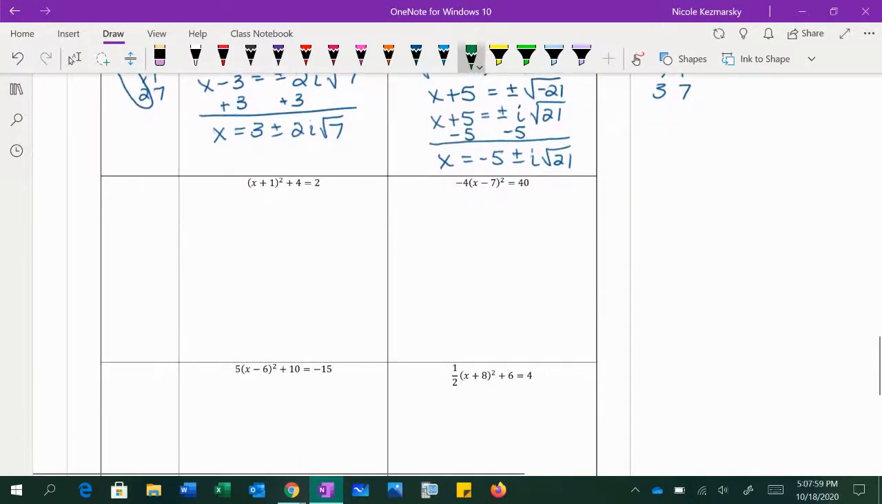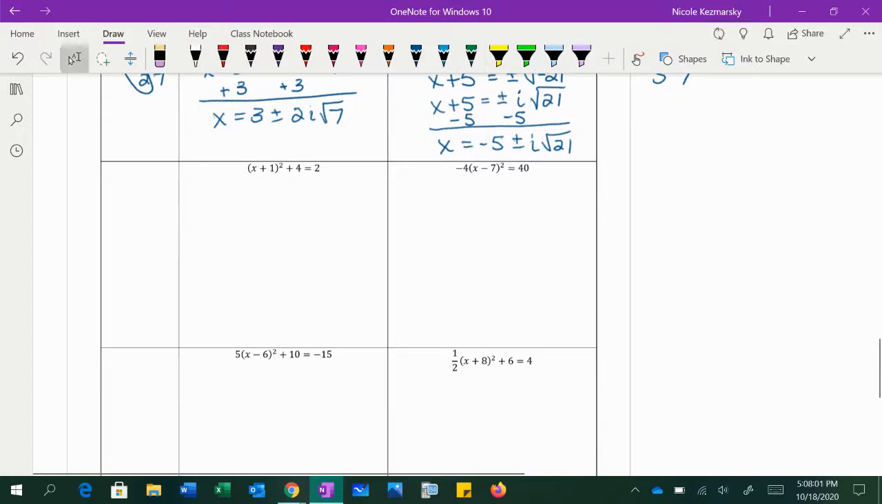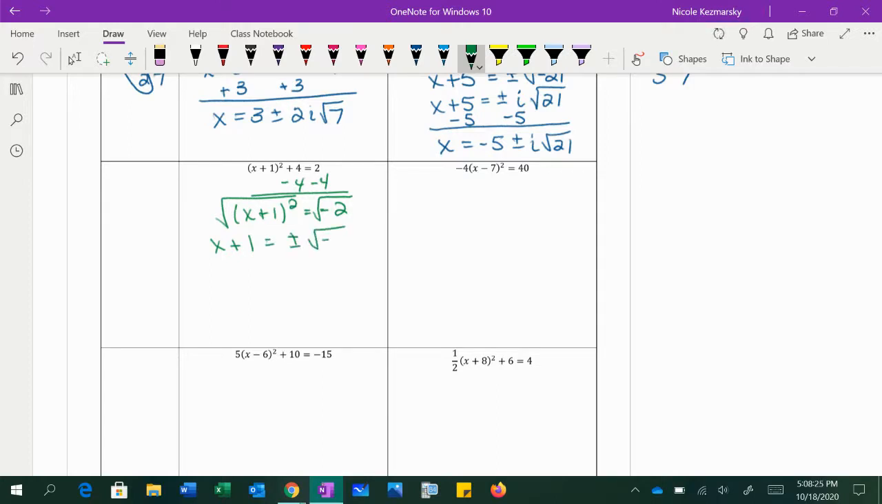Few more examples. So for the next one, we'll start by subtracting 4 and get x plus 1 squared equals -2. We'll take the square root of both sides and put x plus 1 equals, don't forget your plus or minus, square root of -2.